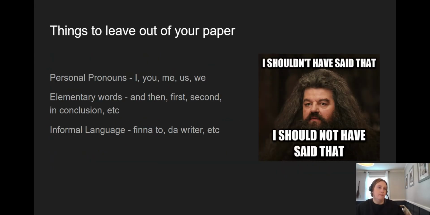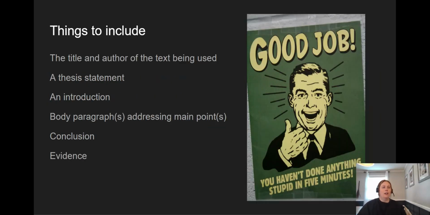Now, again, things to leave out of your paper. Personal pronouns. Look at that, psychic, I knew what I was about to say. So don't have any personal pronouns ever in your essay anywhere unless it's in a quote somehow. Second, leave out elementary words. I commonly see these used in transitions like first, second, third, in conclusion. Leave those out. Those are for middle school writers. And then informal language, like finna, to do, writer, etc. Make sure you don't include those.